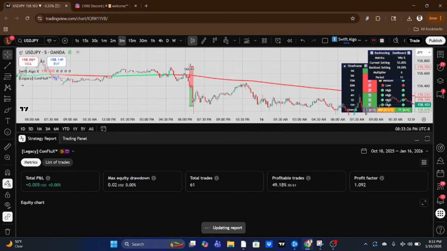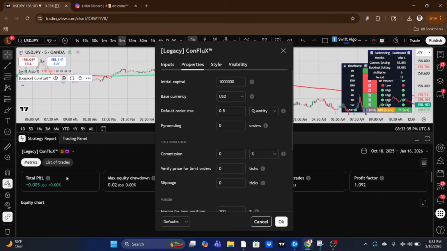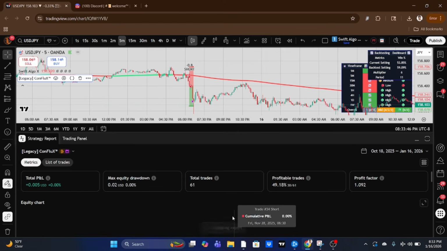It's loading. So see how it's not that accurate, but you have to do this once you're automating. But if you want to use the strategy report, they go off units. So 0.8 is the same thing as saying 80,000 units.